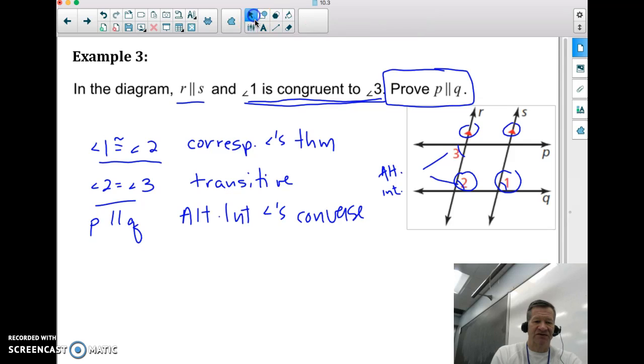And there you have it. So using the alternate interior angles converse, I could prove P and Q were indeed parallel.